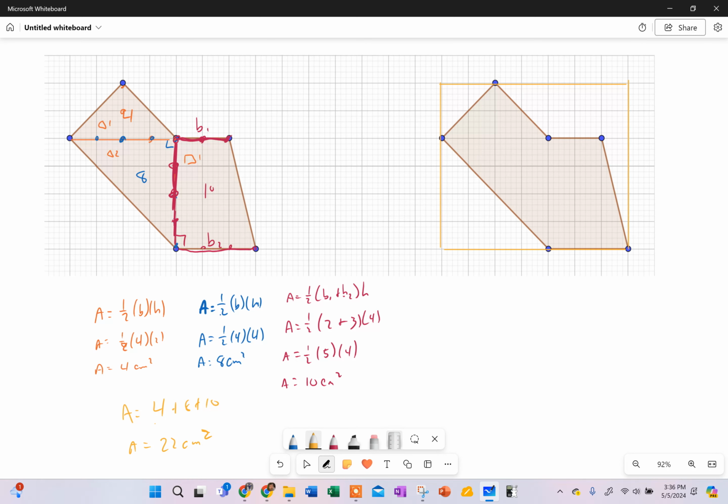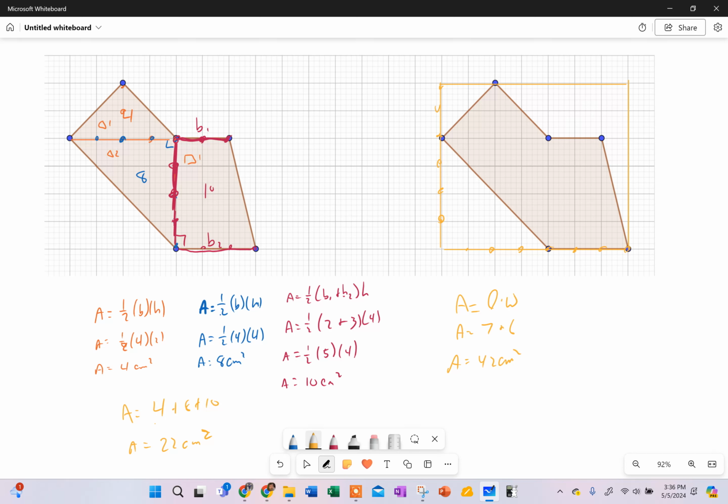The area of my big rectangle that I just did is going to be area equals base times height, or length times width. I'll use length times width. So area equals 1, 2, 3, 4, 5, 6, 7. And my width is 1, 2, 3, 4, 5, 6, which is 6. So my area equals 42 centimeters squared.